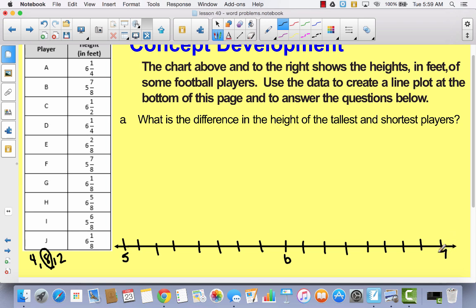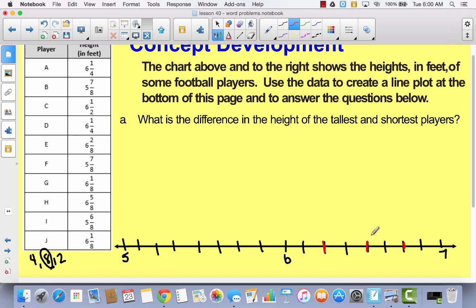All right, so now we're going to plot our data. So the very first number that I have is 6 and 1/4. So remember, these are eighths. These are eighths, but if I count every other one, I have fourths, right? So let's just look at this in red for a minute, okay? So these are my fourths.